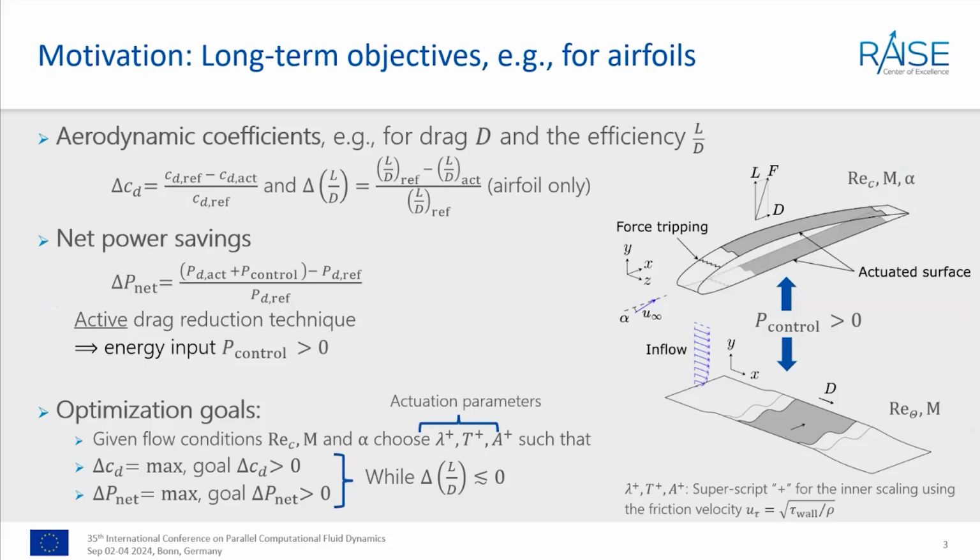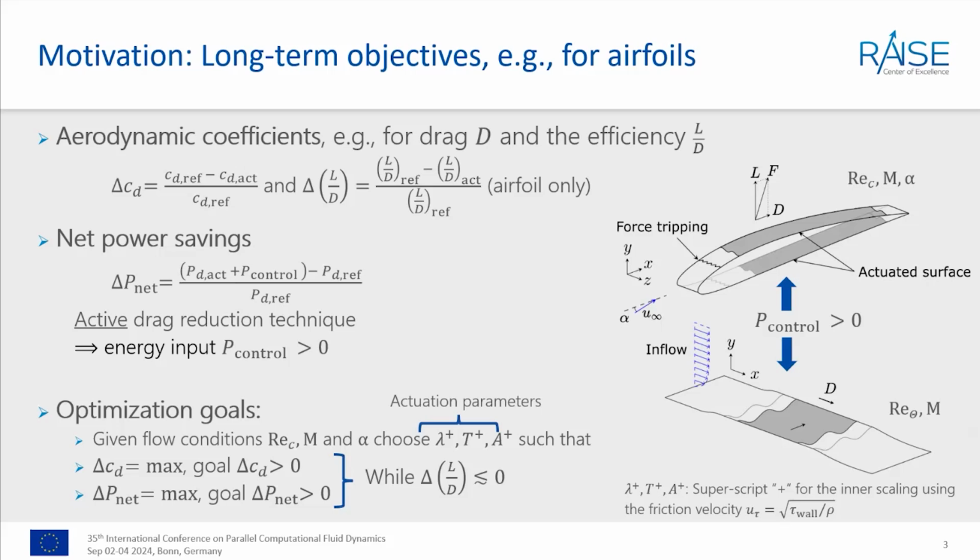Okay, so we have the problem now. The long-term objective is to apply this for airfoils, and what we have is a dual optimization problem. First of all, we are trying to maximize the drag reduction. Delta CD is the drag reduction which we achieve for a certain set of actuation parameters. The other objective is to also maximize the net power saving.